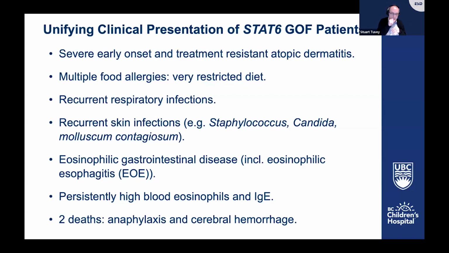In the cohort we're describing here, 2 patients died of conditions we suspect are related to this phenotype. One of anaphylaxis and another of a cerebral hemorrhage at age 35. And so I think issues with the vasculature, in particular the CNS vasculature, seems to be a feature of the growing family of STAT defects.